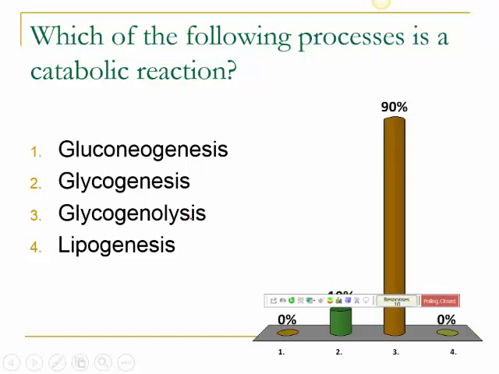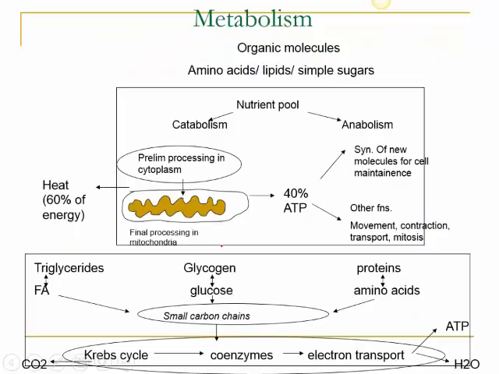Glycogenolysis. See, the word lysis is attached. This is breakdown. Everything else, your genesis, is you're making something. You're making glucose, you're making glycogen, you're making lipids. Here you're breaking down glycogen. So this is a catabolic reaction.